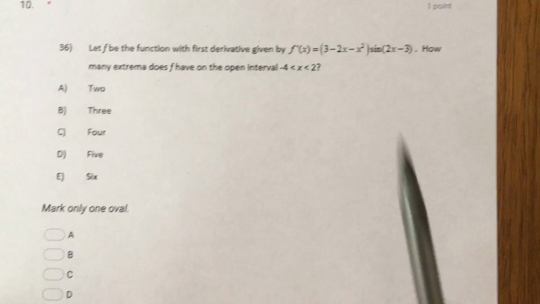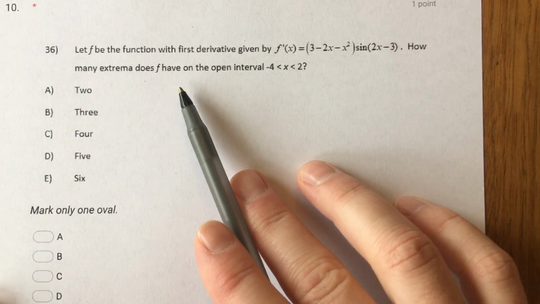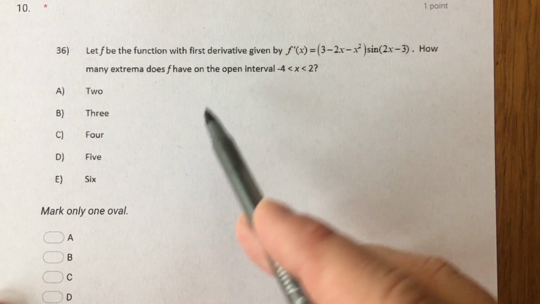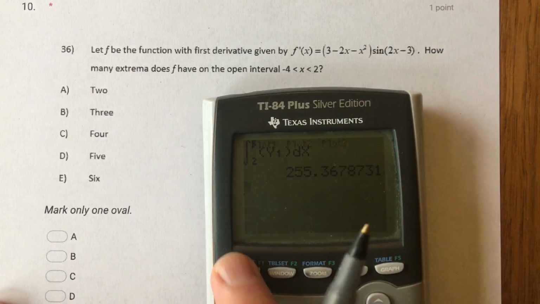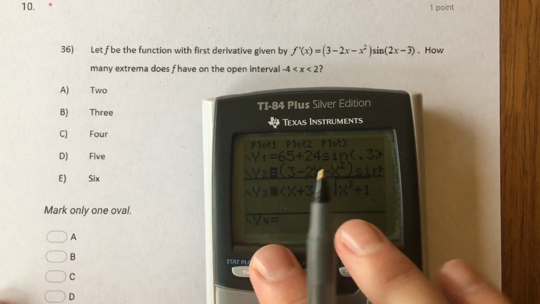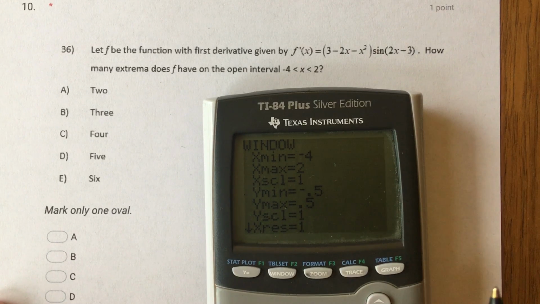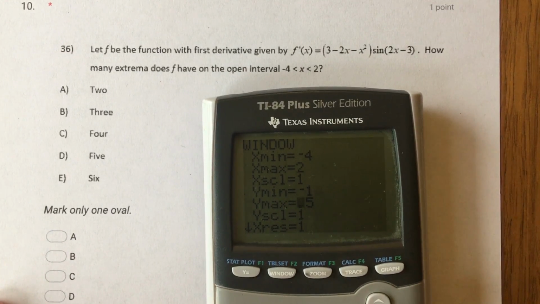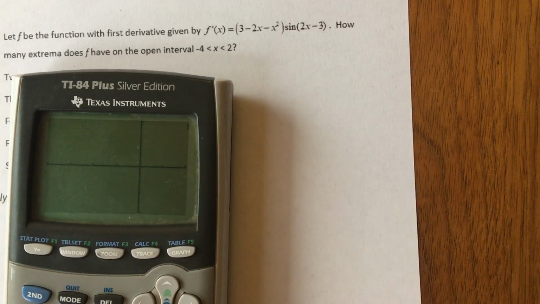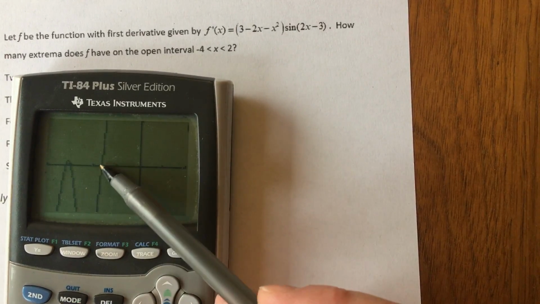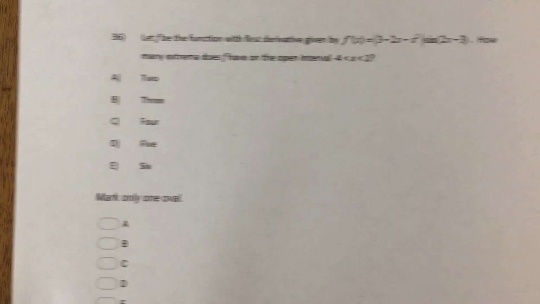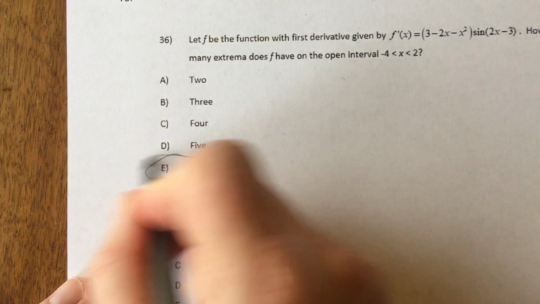Then our last one here gives us a derivative equation, and it says how many extrema does f have on the open interval? The extrema would be places where the derivative switches from positive to negative or negative to positive. So we want to put that in and graph it from -4 to 2. We're only really interested in when it switches, so I'm going to go from -1 to 1 on there. I want to just see where those intercepts might be. So I hit graph, and we'll see 1, 2, 3, 4, 5, 6 times it crosses the x-axis and switches from positive to negative. So our answer is 6.